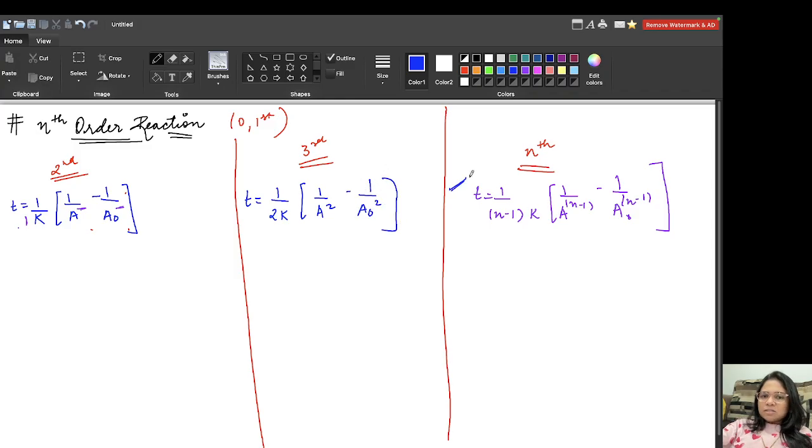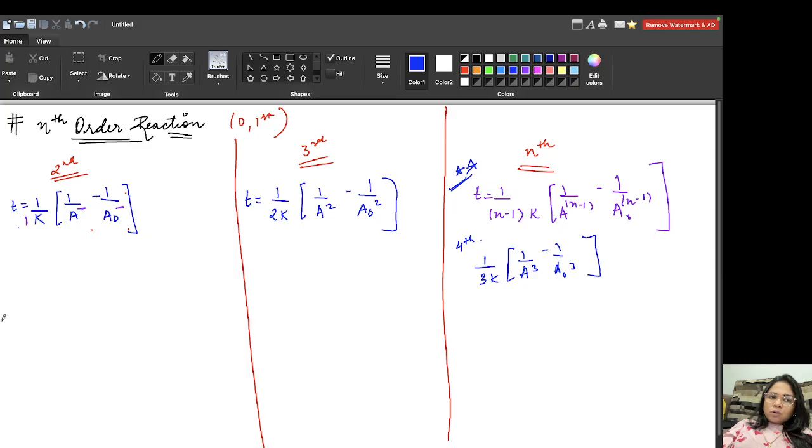So just remember this particular thing. You will be able to take any order reaction. For example, fourth order reaction. What will be your fourth order reaction? Fourth order reaction will be 1 upon 4 minus 1, 3k, 1 upon a cube minus of 1 upon a naught cube. Any order now you can write it down, okay?